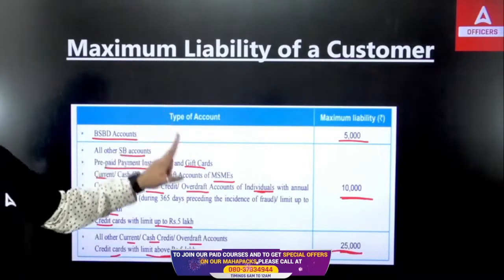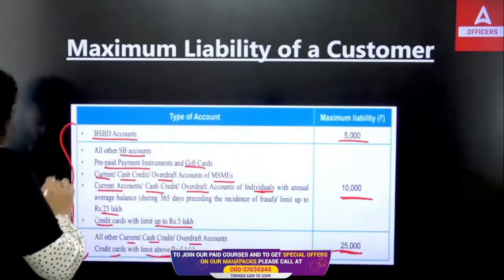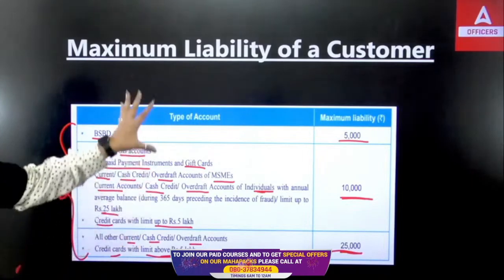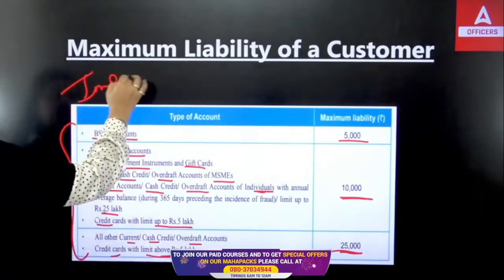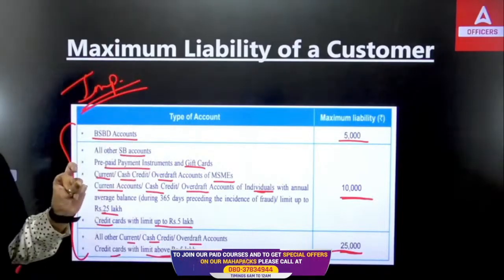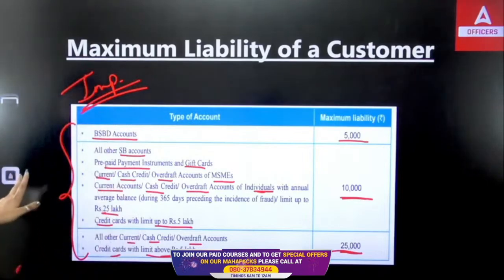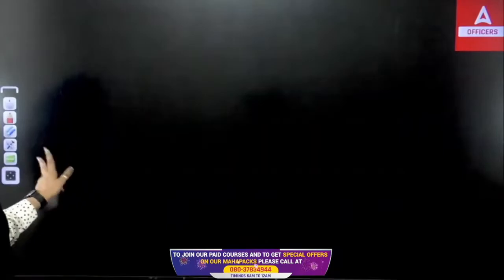So the liability amount is 5,000, 10,000, 25,000. But in different cases, you have to pay different liabilities. So this is the chart that you have to remember. This is important. The penalties or the liabilities can be asked in the paper about any one of these transactions. So do remember this chart of maximum liability of a customer.